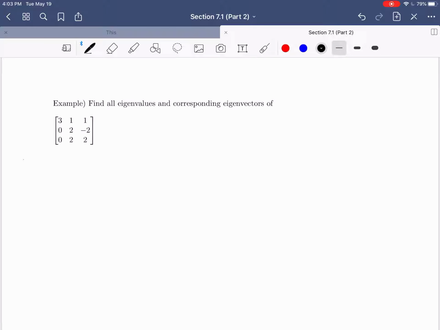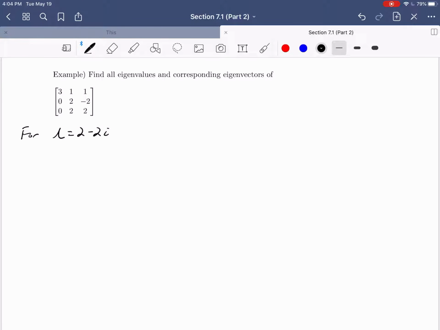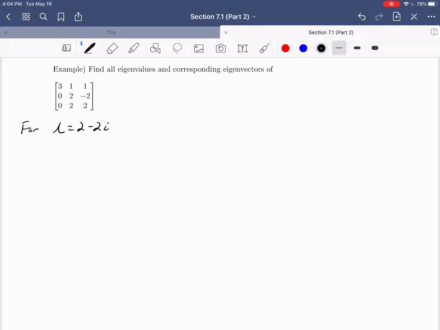So now for lambda equals 2 minus 2i, we've got to subtract 2 minus 2i off the diagonal and then augment with the 0 vector. So 3 minus 2 minus 2i is going to become 1 plus 2i, and then 1, 1, and then 0, and then 2 minus 2i is just going to become 2i and negative 2, and then 0, 2, and 2i again there. And there we go, and we'll augment that with 0, 0, 0.